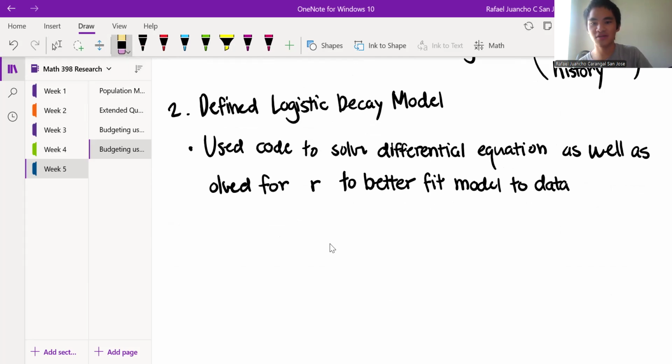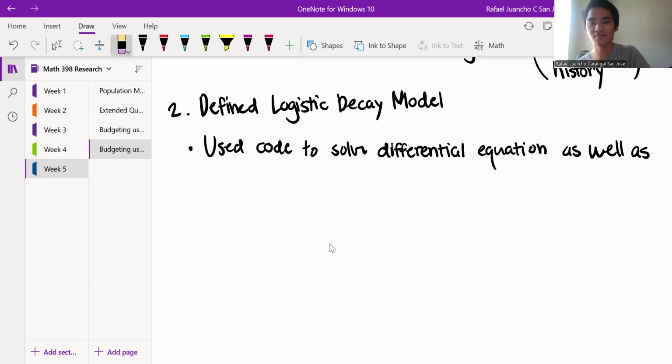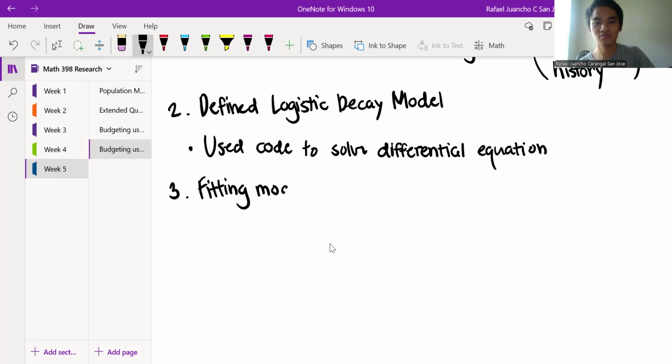So I use code to solve the differential equation, and then the third thing I did was fitting the model to data. Here I basically defined a loss function, right? What I wanted to do here was find an R such that that R models the balance in the best way possible, so it fits with the actual spending data.